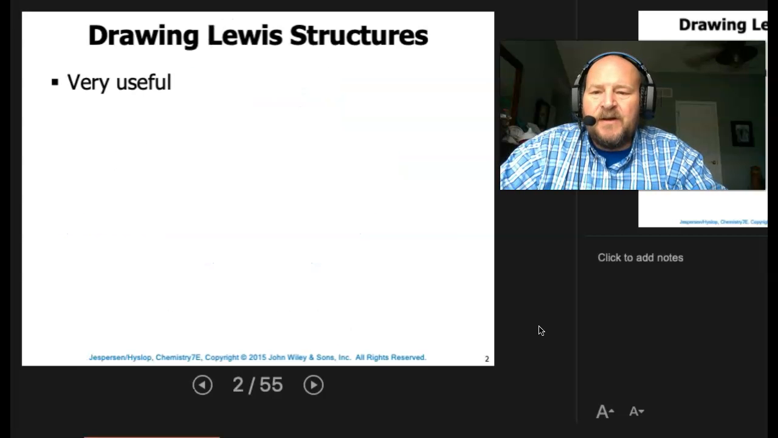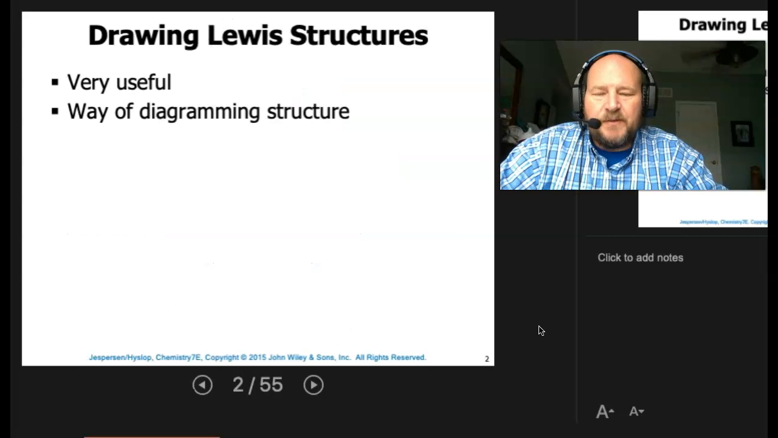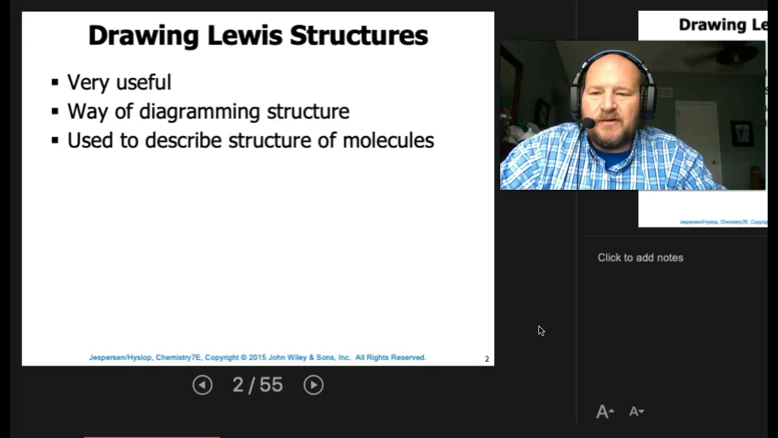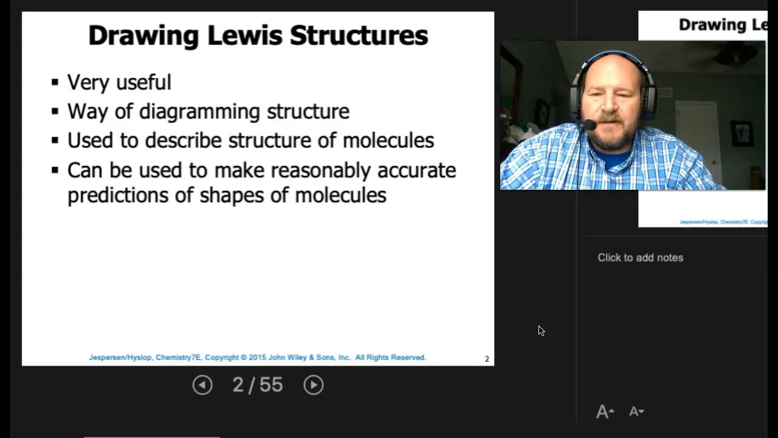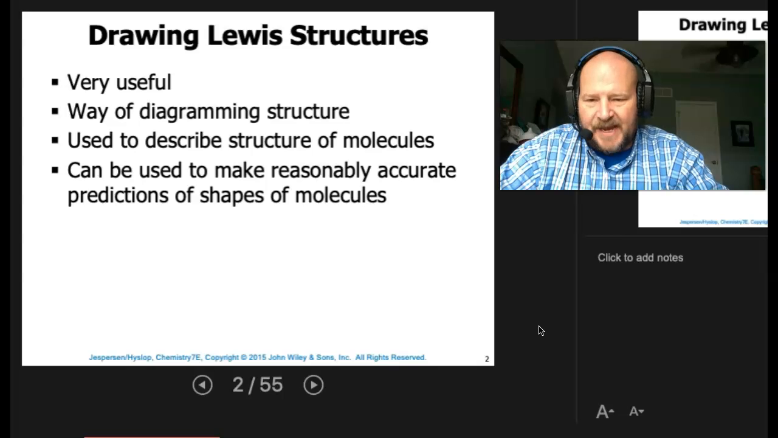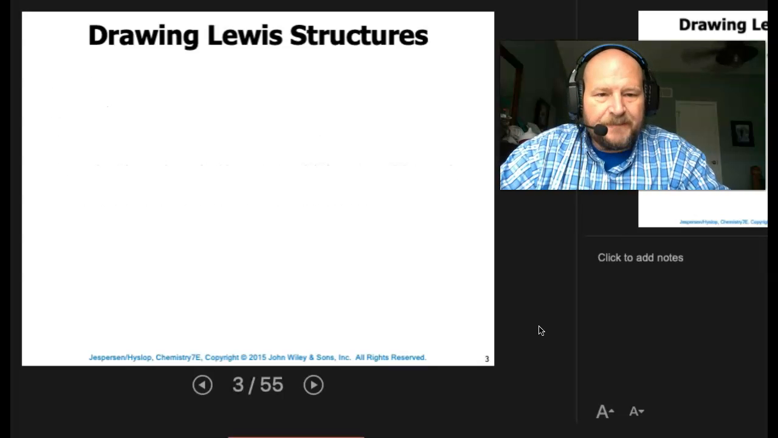So we're going to find these are very useful because it's a way of diagramming the structure, what it's going to look like in 3 dimensions. We can use this to make reasonably accurate predictions about its shape.